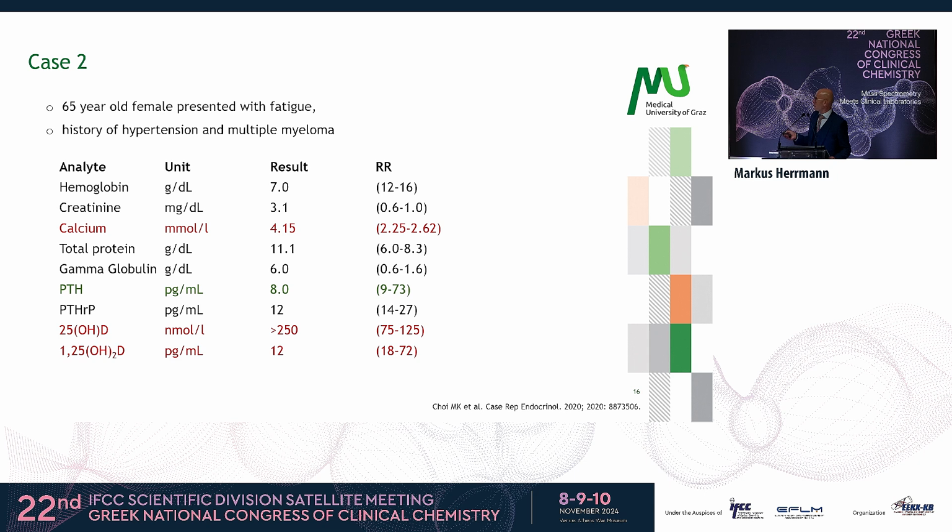But in this case, the low 1,25-dihydroxyvitamin D was inconsistent with the very high 25-hydroxyvitamin D, which was measured by an automated immunoassay. Based on this knowledge, the 25-hydroxyvitamin D was repeated, but this time with an LC-MS/MS method, and the result returned within the desirable range. So hypervitaminosis D was also excluded as the cause of hypercalcemia in this patient.